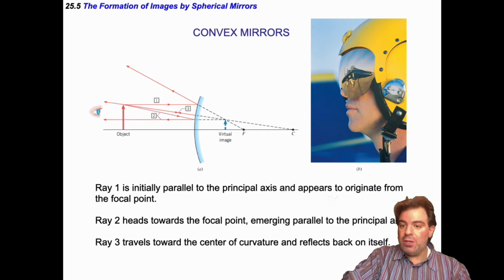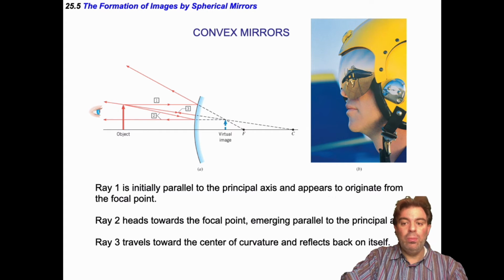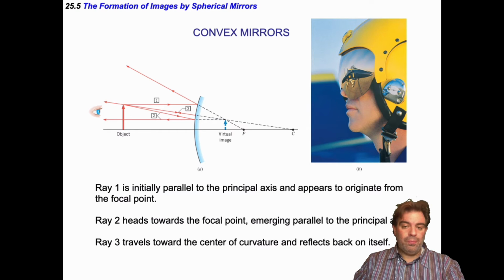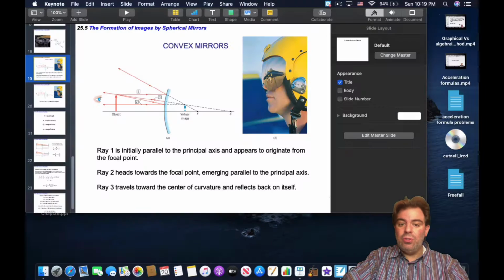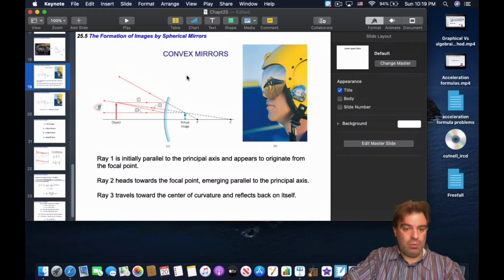As you can see from the picture right next to you, the fighter pilot's helmet has a convex mirror, and you can see the entire airplane obviously appears smaller, upright, and deep inside the helmet of the person. So, one of the major things that you're going to have to learn is how to draw ray diagrams for convex mirrors, using the same exact rules we discussed.